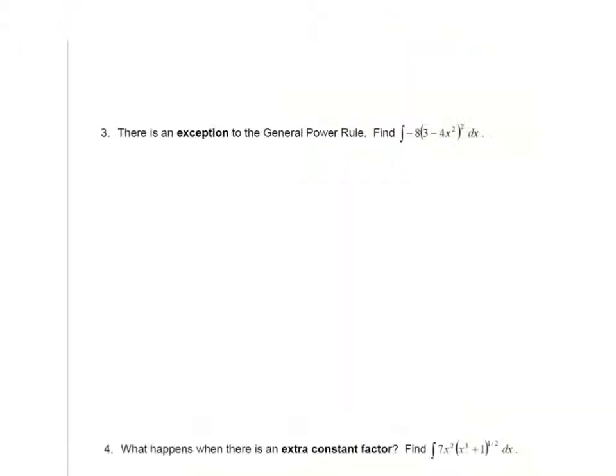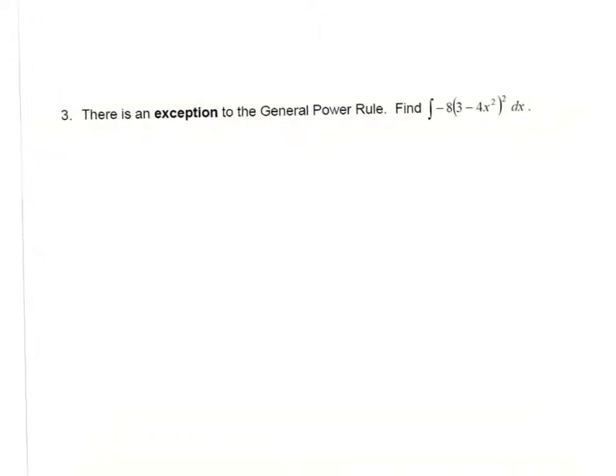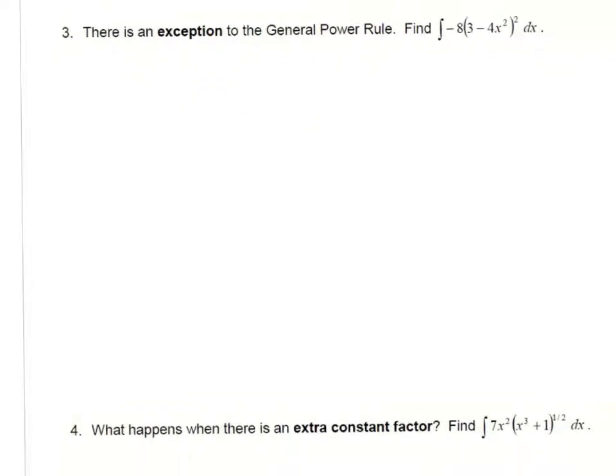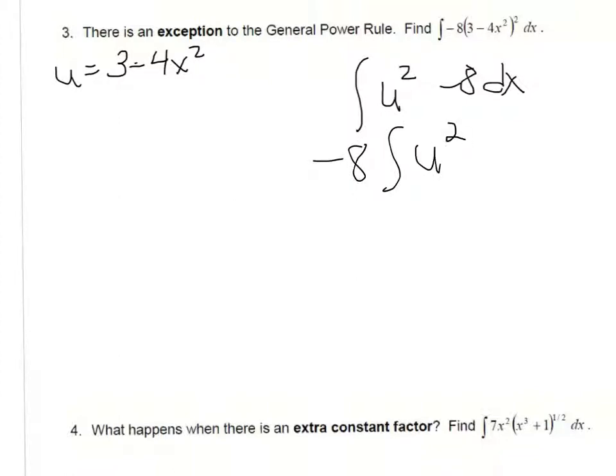Okay, so for number 3, I'm going to pick that inside piece to be my u again. So now I have the integral of u squared negative 8 dx. But actually, this negative 8 is a constant. So what I'm going to do is rewrite it in the front of my integral.